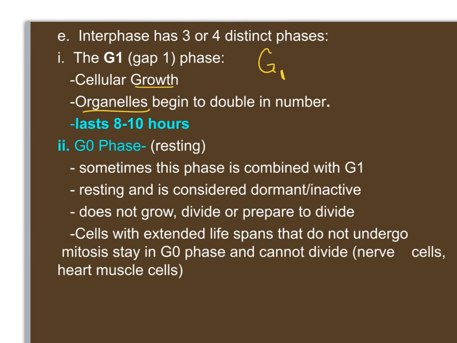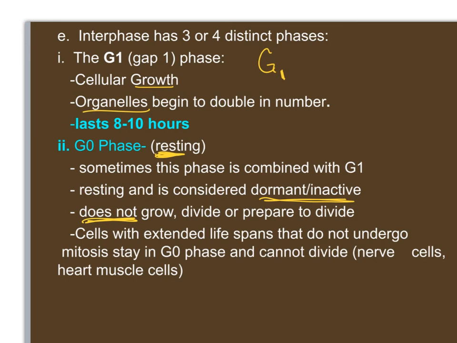Remember, this is cell division, this is cell reproduction. Your goal is to make new cells. Take one cell and make two cells. G1 lasts about 8 to 10 hours. Then you might have cells that have the G0 phase. Not all cells do this. Usually this is combined with G1. G0 is a rest phase. I like to think of it as zero happens because it basically is a stage of dormancy or inactivity. It does not grow, divide, or prepare to divide in any way.